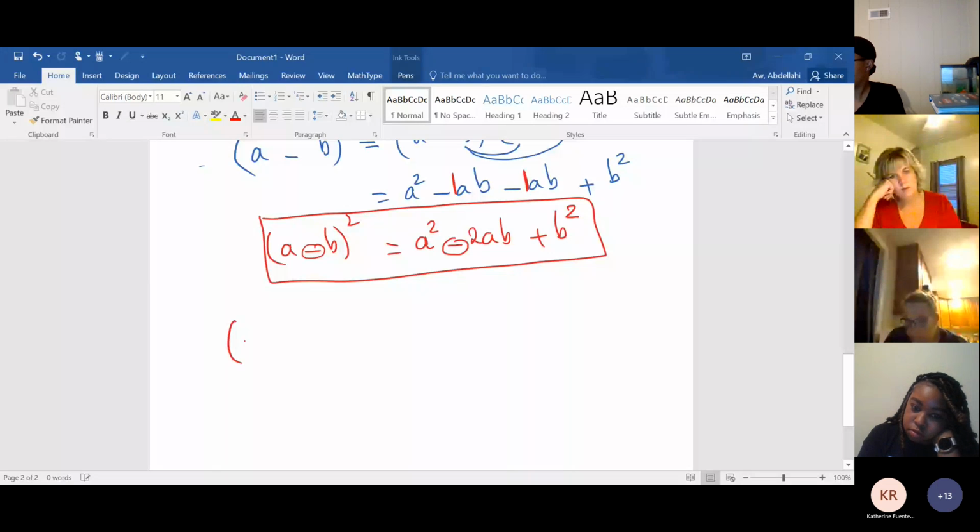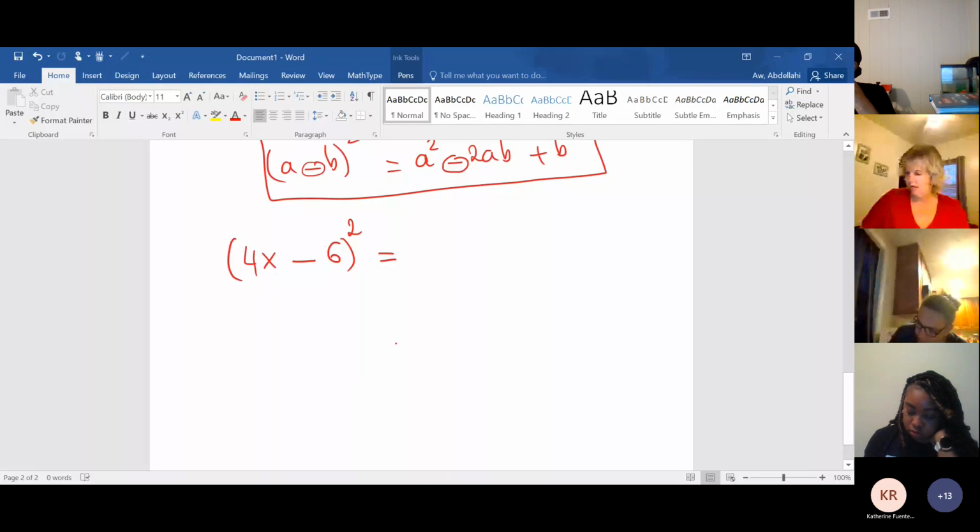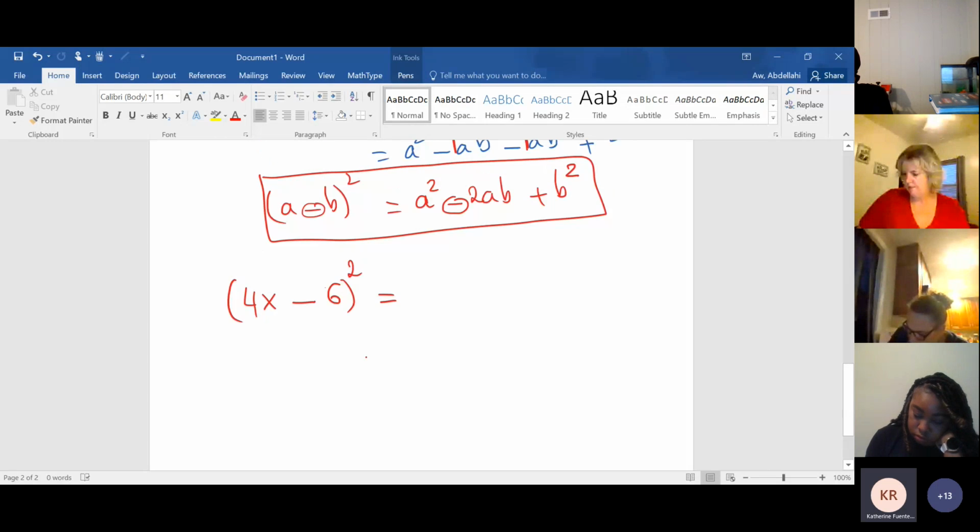If I do (4x minus 6) all squared. What are the two terms? Go ahead. I'll let you write it down. Following the formula right here. Following the formula.